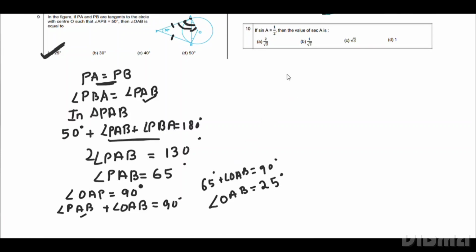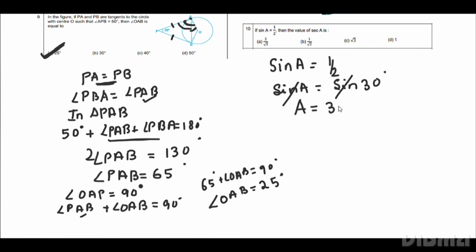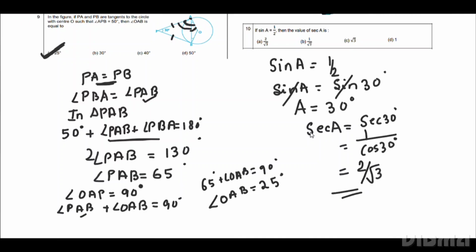Now coming back to the 10th question. Sine A is 1 by 2. So what value of sine gives me 1 by 2? Yes, sine 30 degree is 1 by 2. So sine gets cancelled, and I get the value of A as 30 degree. Now I have to find sec A. That means I have to find sec 30 degree. That is the reciprocal of cos, right? Cos 30 is root 3 by 2. So what will be sec 30? It will be 2 by root 3. So this is the answer for sec A.